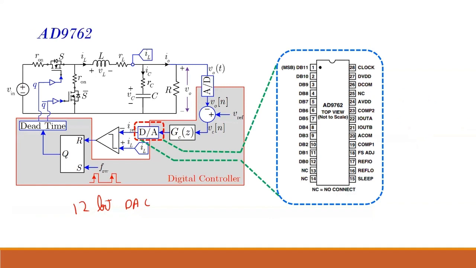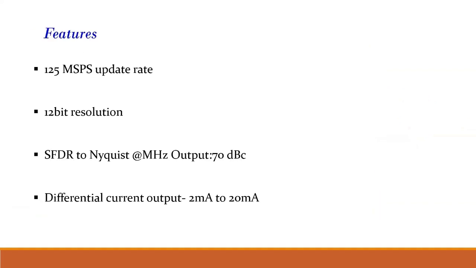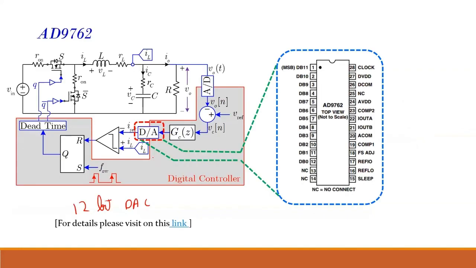Then there's a 12-bit DAC they've used. The problem with the DAC is that it will generate very low current, 2 milliampere to 20 milliampere. When we are doing this over here, we are seeing that the DAC output is directly given over here. But it might not be feasible; the signal may not have enough power.